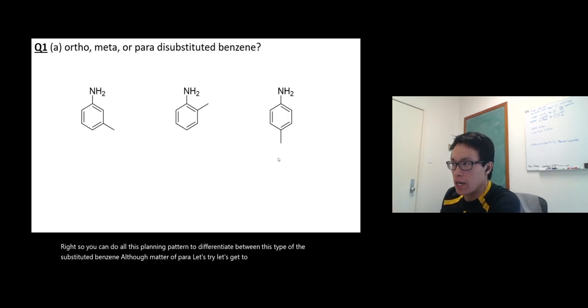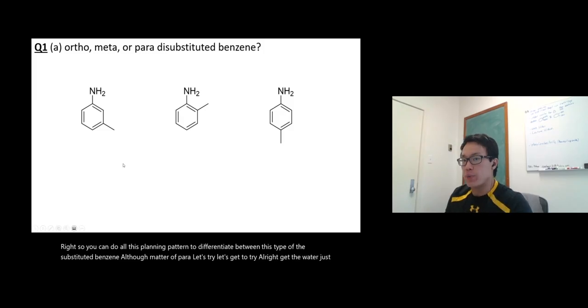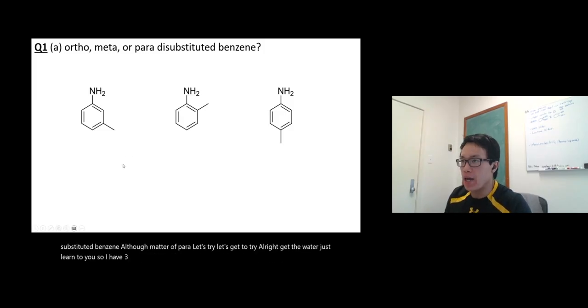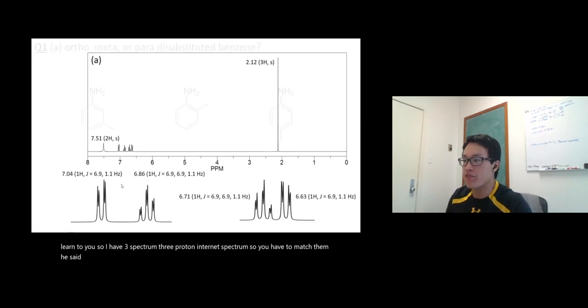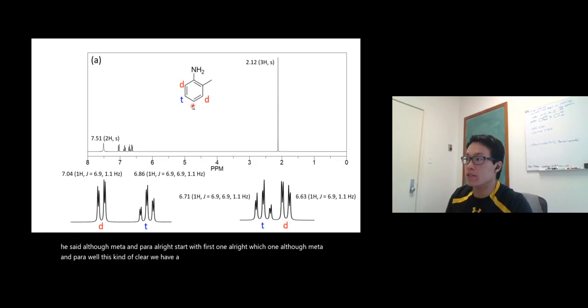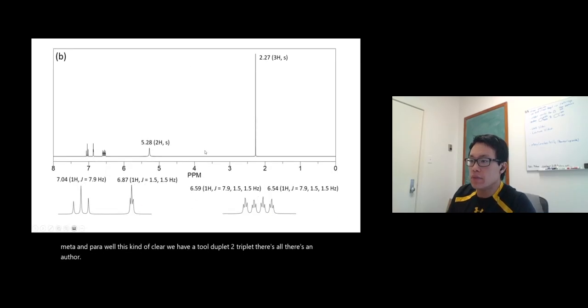Let's try to put what we just learned to use. I have 3 proton NMR spectra, and you have to match them. Is it ortho, meta, or para? Start with the first one. Which one is it? Well, this is kind of clear. We have 2 doublets and 2 triplets. This one is ortho.